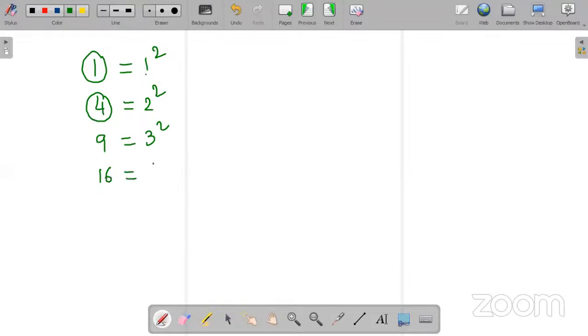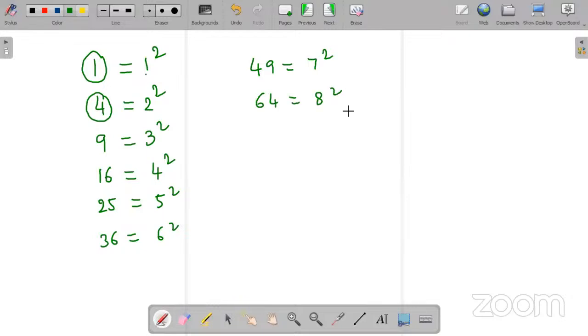16 we can write 4 square. Next, 25 you can write 5 square. Next, 36 you can write 6 square. 49 you can write 7 square. Next, 64 is 8 square. I hope you are getting 81 is 9 square. 100 is what? 10 square.